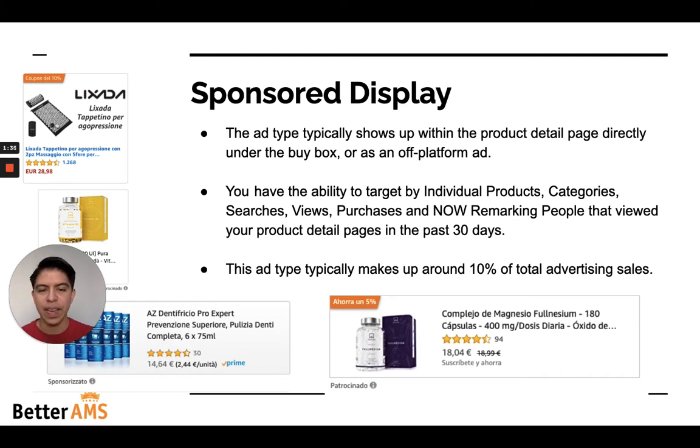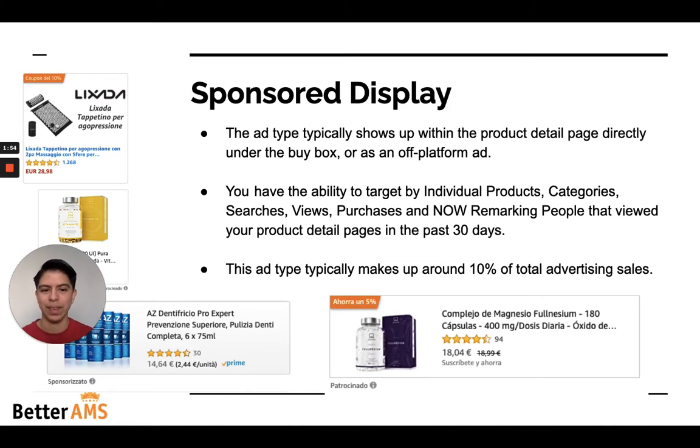You can target individual products. You can target categories if you want to cross-sell something. You can target people that have searched products in your category, that have viewed products in your category. You can target people that have purchased your products in the past, and now you can remarket to people that viewed your product detail pages in the past 30 days.